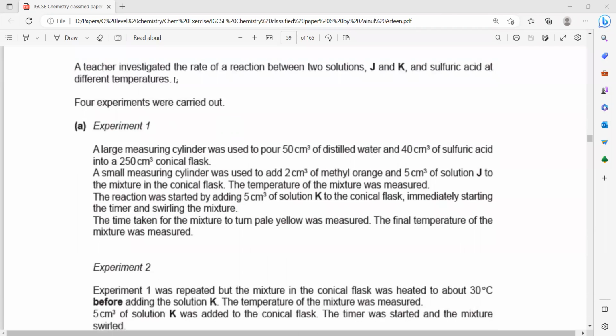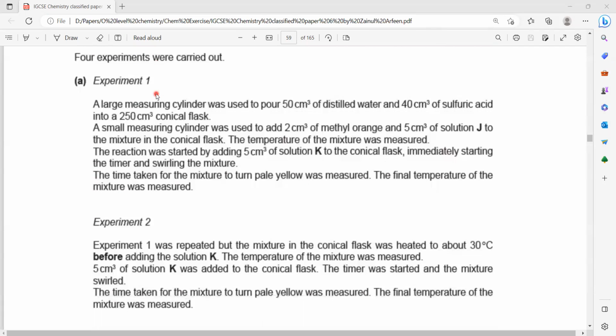In the question, a teacher investigated the rate of reaction between two solutions J and K and a sulfuric acid at different temperatures. Four experiments were carried out. In experiment one, a large measuring cylinder was used to pour 50 cm³ of distilled water and 40 cm³ of sulfuric acid into a 250 cm³ conical flask. Then a small measuring cylinder was used to add 2 cm³ of methyl orange and 5 cm³ of solution J to the mixture. The temperature of the mixture was measured.